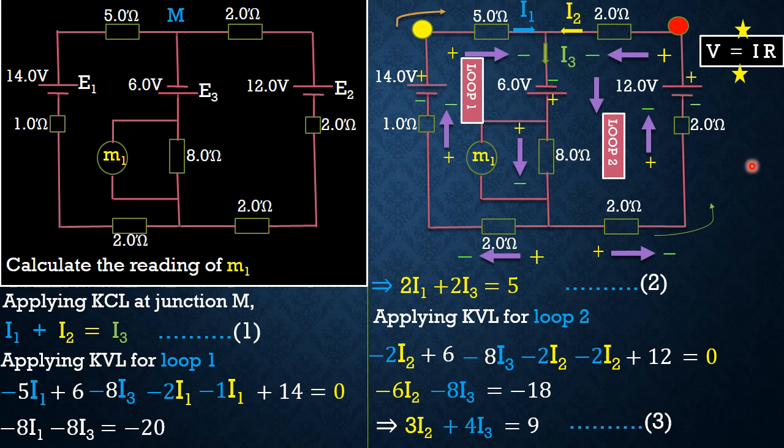That's it. So if we simplify a bit, we are going to have negative 6I2 minus 8I3 equal to negative 18, because 6 plus 12 gives you 18. It goes to the right hand side and becomes negative 18. So dividing all through by negative 2, you are going to have 3I2 plus 4I3 equal to 9. So we can call this our equation 3.